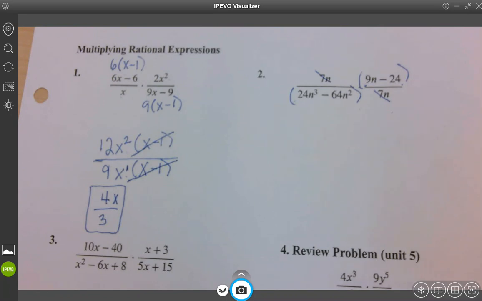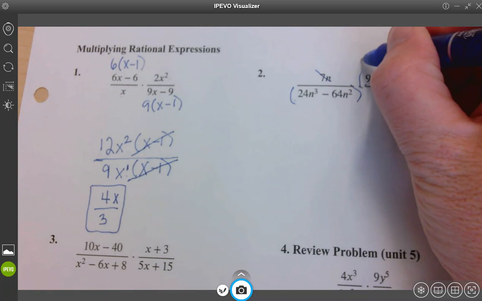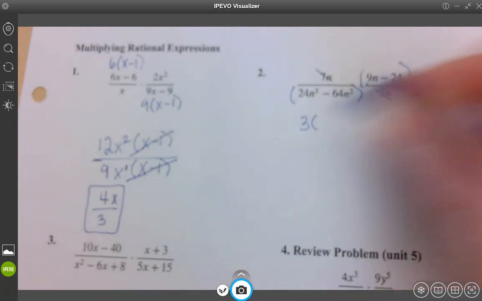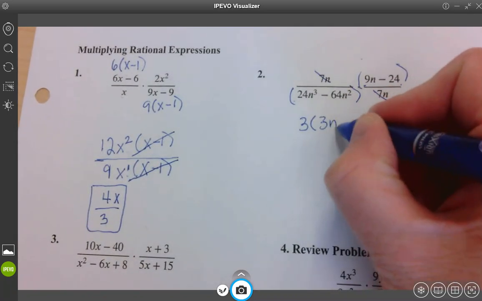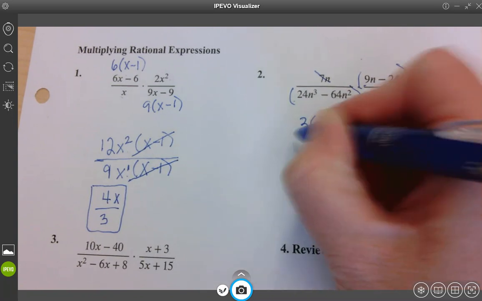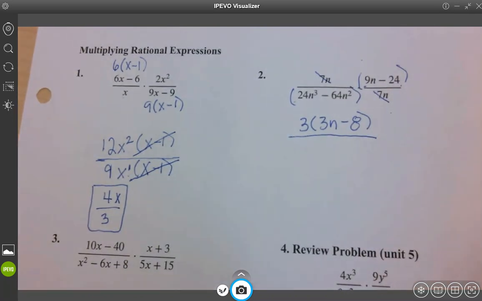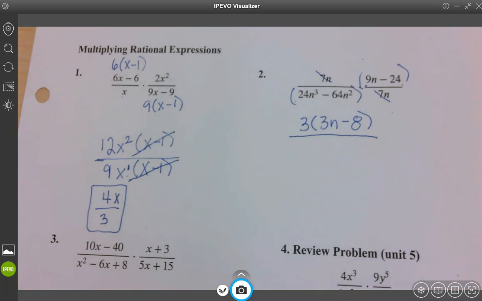Now I have to see what I can factor. What could I factor out of 9n minus 24? 3? Yeah, I think you're right. 3 times 3n minus 8. All right, in the denominator, what's the greatest common factor of 24 and 64? I heard an 8. Who was that? Good job. All right, so I'm going to take out 8.